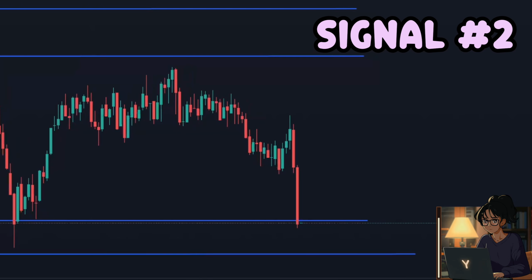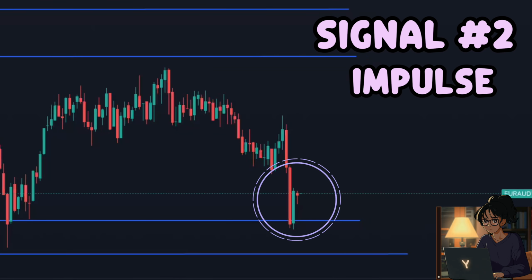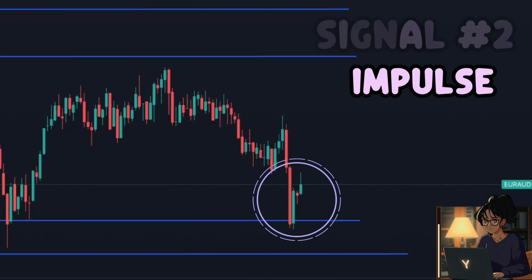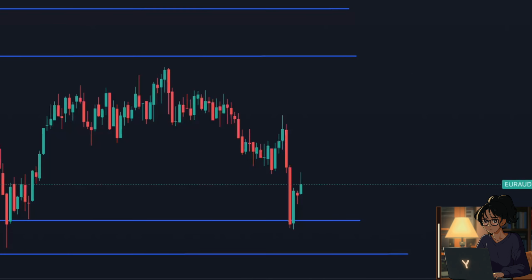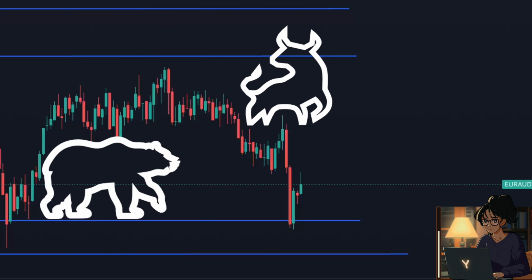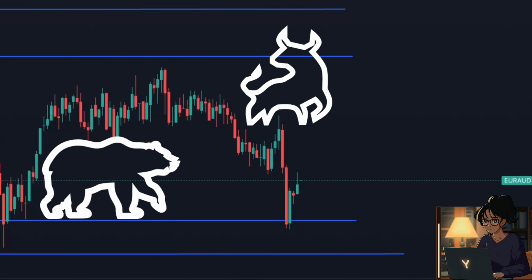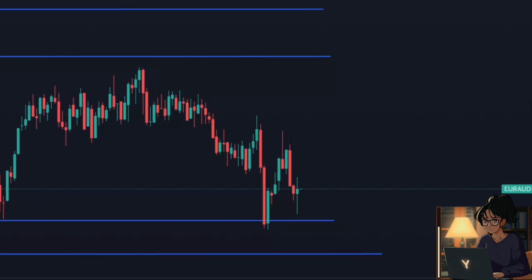We wait for signal number 2, impulse. That means a strong reaction from the level. A big candle going the opposite way, or a sharp move made of a few fast candles. That tells us, okay, buyers or sellers are stepping in. Now, we still don't enter. We wait for the pullback.